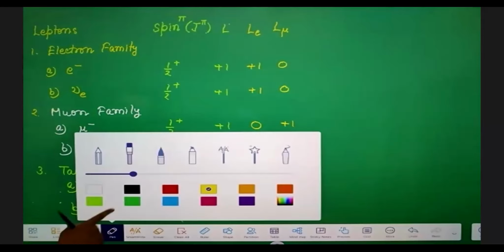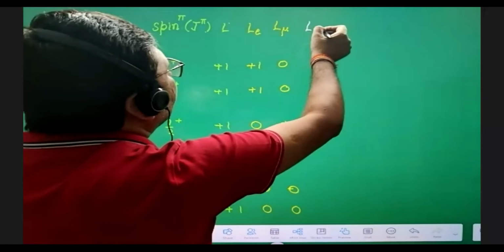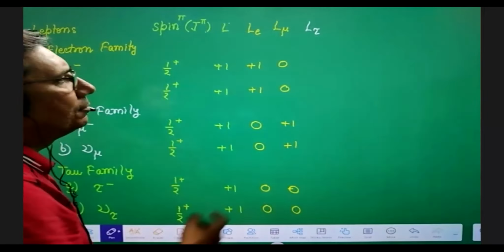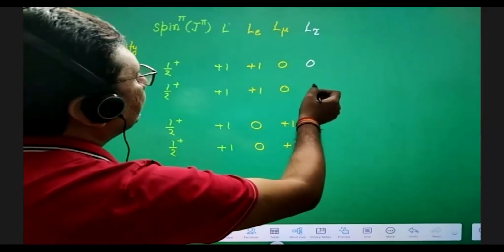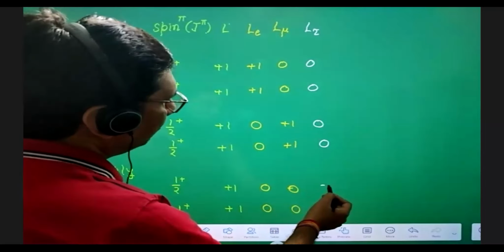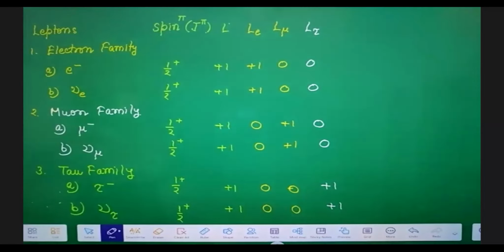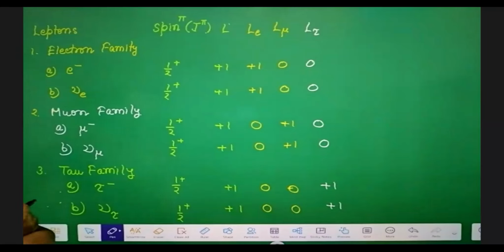Now you have to represent the tau family. For this, they have introduced L tau. This will be 0 here, 0 here, 0 here, 0 here, and this will be +1, and this will be +1. So these are different lepton numbers. One lepton number for the overall family, one for the electron subfamily, L mu for the muon subfamily, and L tau to represent the tau subfamily.